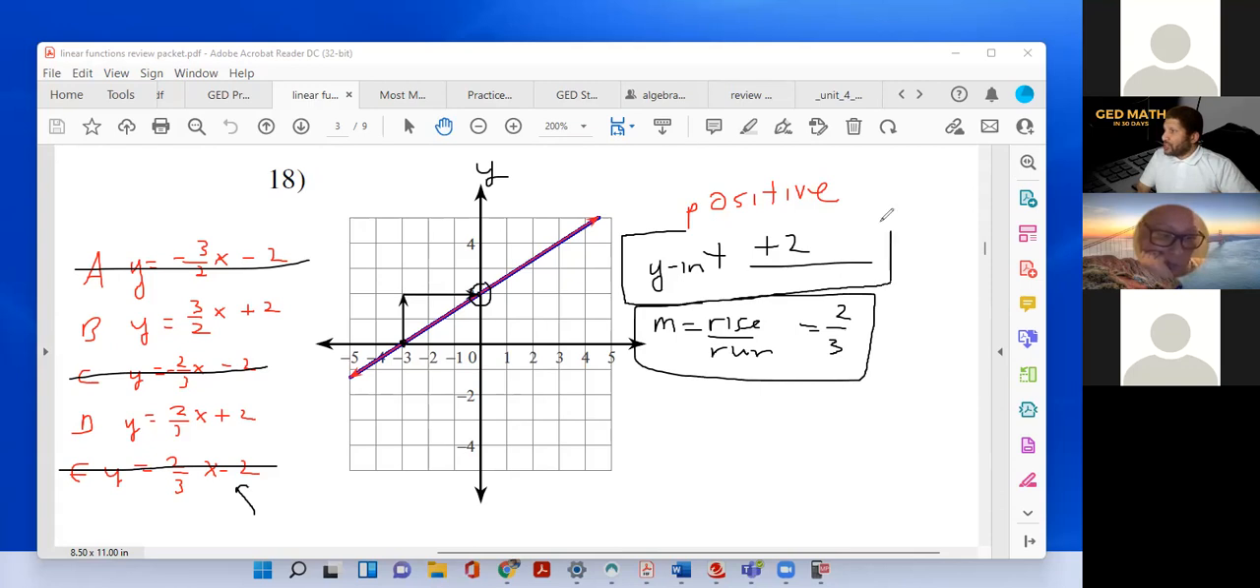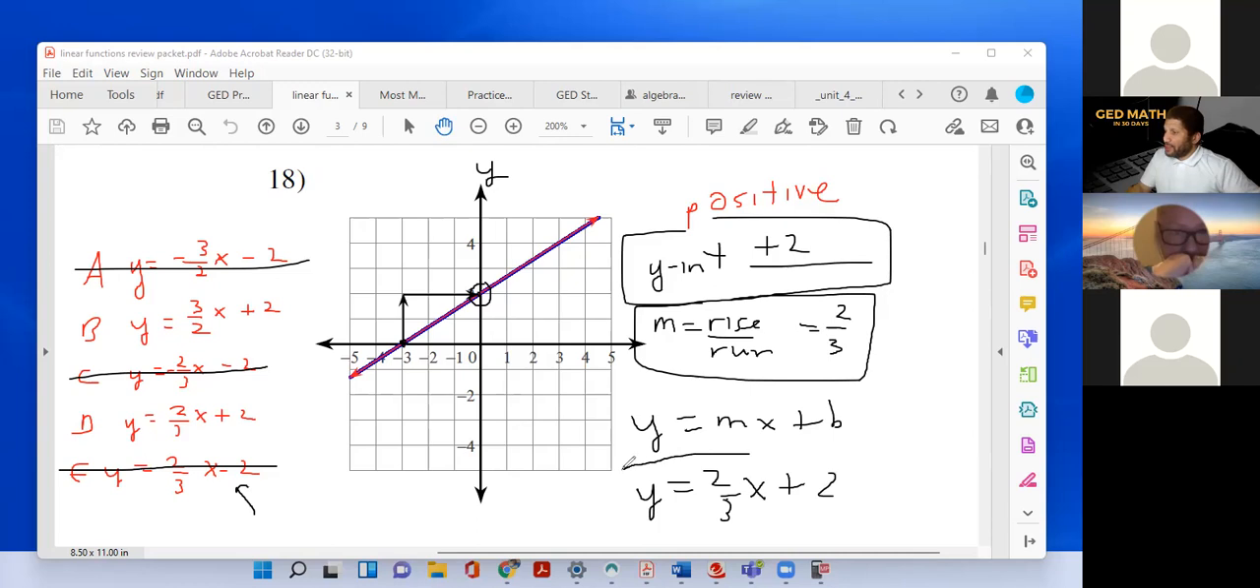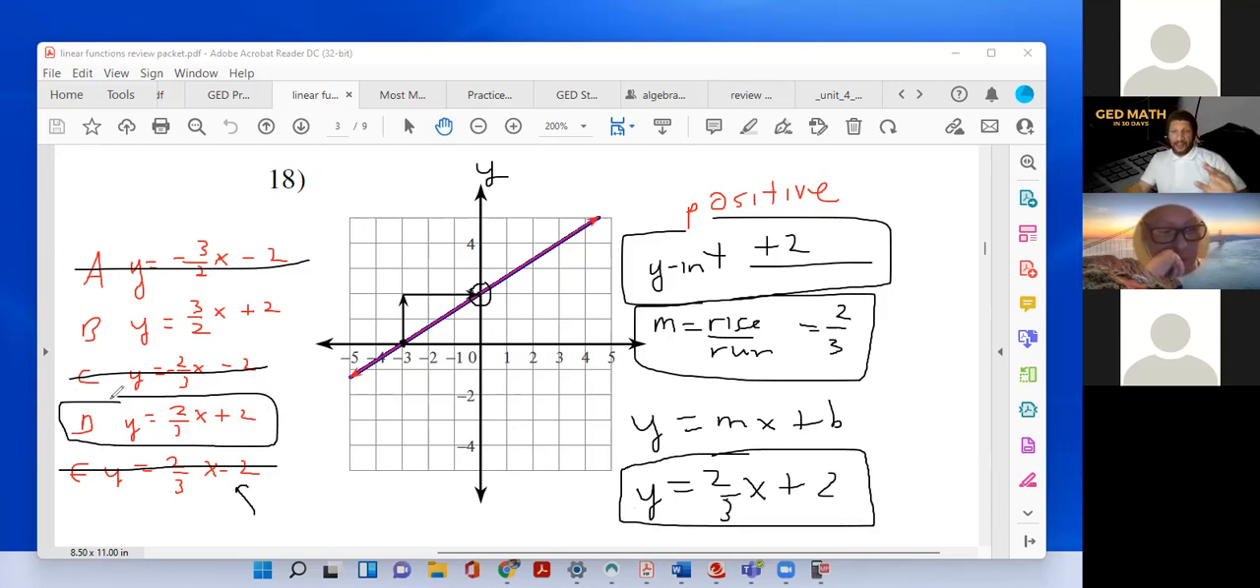We know our y-intercept is +2. What's our equation of the line? Y equals mx plus b. 2/3 x plus what? Positive 2. There we go. So our answer is D.